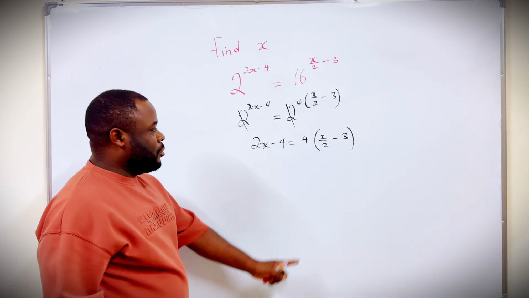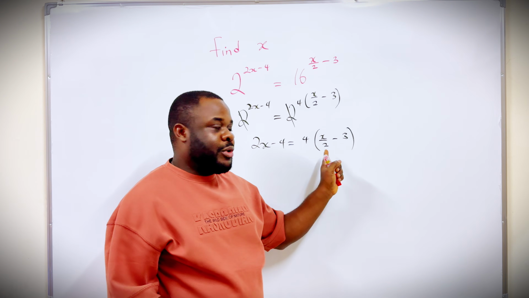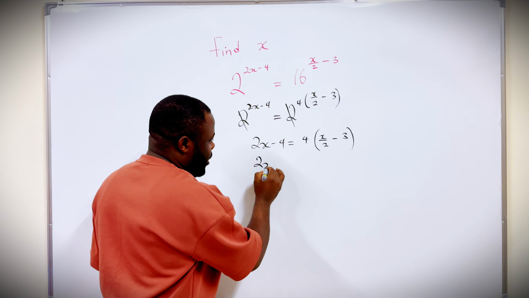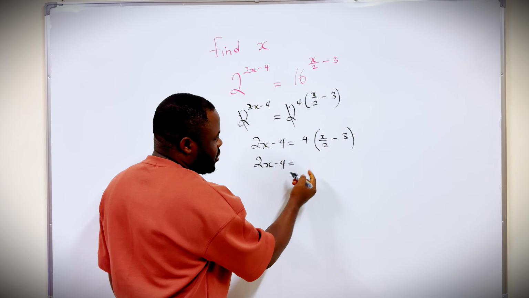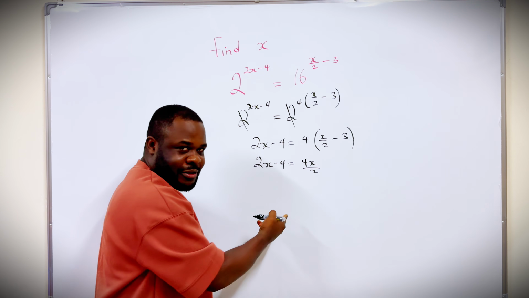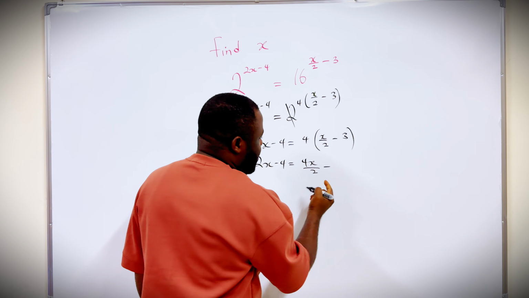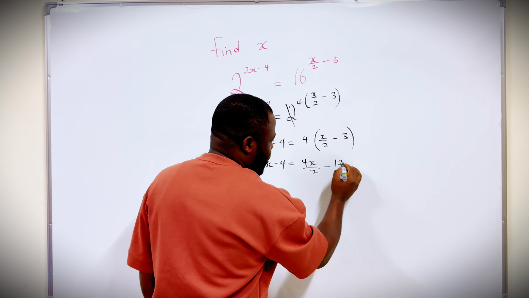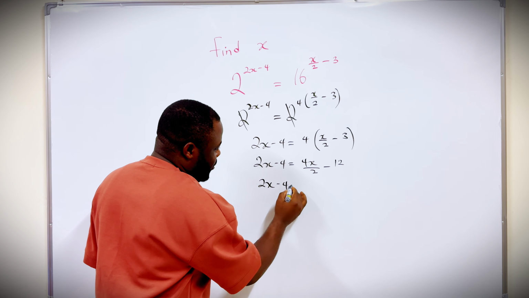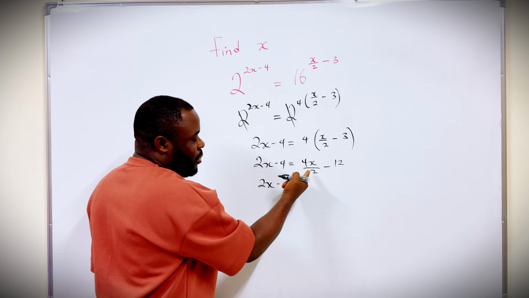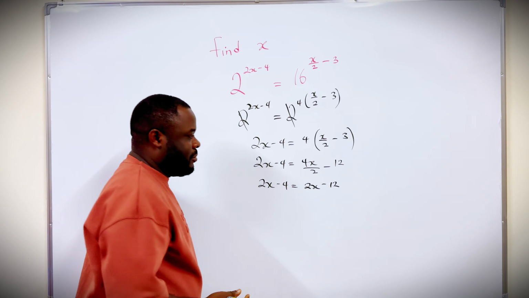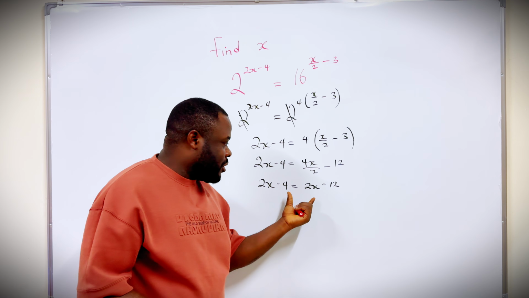So what do you need to do? You have to distribute 4 with the terms inside the bracket. So you have 2x minus 4 equals 4 times x over 2, which is going to give 4x over 2. We are still going to simplify this. Minus 4 times 3 is going to give you 12, right? So we now have 2x minus 4 equals 4x divided by 2, which gives you 2x minus 12. So we've simplified it to this point.